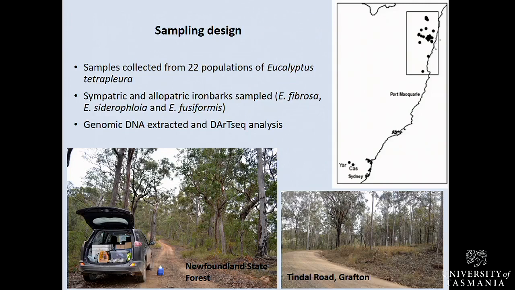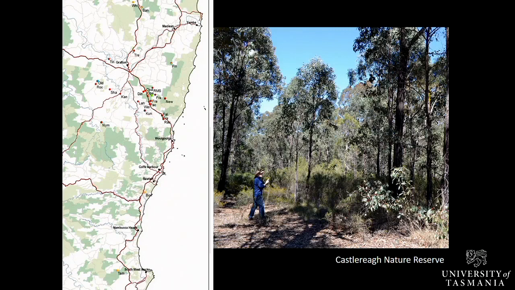So we collected across the known range of Eucalyptus tetrapleura, so there are our sampling sites. And we also collected from co-occurring species that were more widespread, like fibrosa and sideroxylon. And to provide cross-specific controls, we also collected sideroxylon and fibrosa from down near Sydney. We also collected Eucalyptus fusiformis. However, Eucalyptus fusiformis doesn't co-occur with tetrapleura, so we had to go to sites around Coffs Harbour, at Bongil Bongil, to collect Eucalyptus fusiformis. And there's a photograph of Peter collecting an ironbark at Castlereagh Nature Reserve.